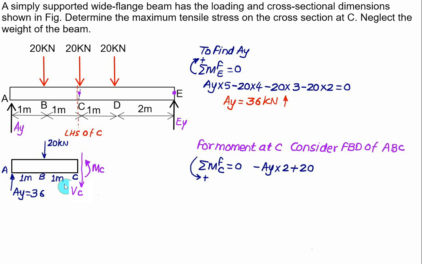We have force equal to 20 and the distance equal to 1. And here we have assumed the MC value anti-clockwise. Anti-clockwise is positive, so we have plus MC must equal to 0. So in this case we get the moment about C equal to AY, which will be positive on the other side, 36 multiplied by 2 minus 20. That is 72 minus 20, equal to 52 kilonewton meter. So at point C, the moment is shown anti-clockwise, that is the sagging effect, and is taken as a positive value equal to 52 kilonewton meter.